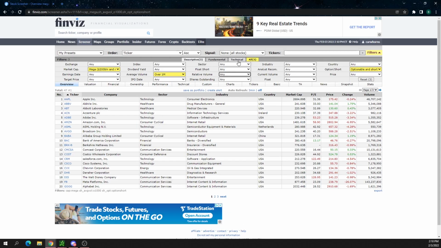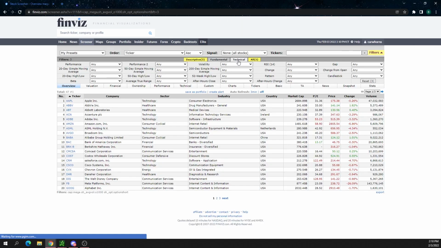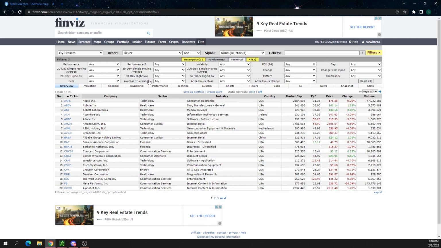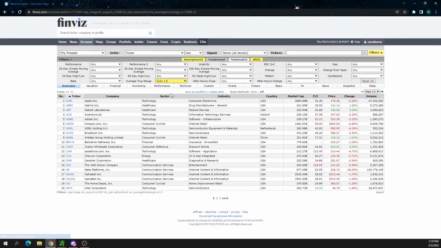Now, once you're done all of that, you want to go on over to technical and find the average true range right here. Once you find the average true range, again, we want to have liquidity in the options and we want to trade a stock that actually moves. So click on the average true range, and I like to choose over 3, but if you're a swing trader, you can play around with like 1.5, 1, and so forth. So actually, let's just choose 1.5 for the time being.